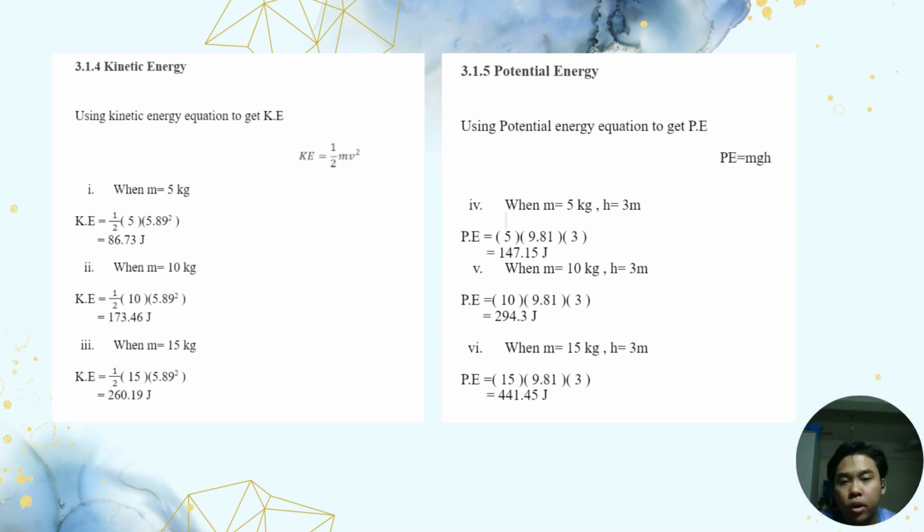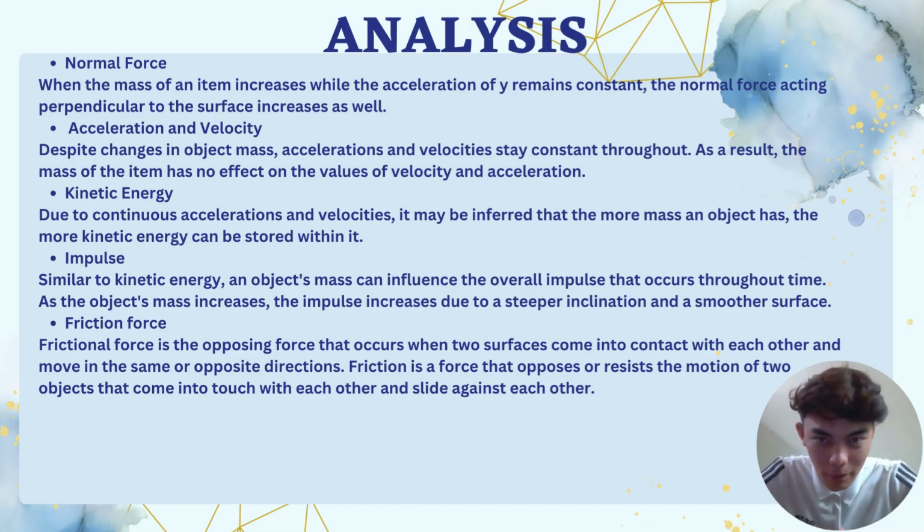And for potential energy, we can use PE, which is equal to mgh. When m is equal to 5 kilo, we get 147.15 joule. For 10 kilo, we get 294.3 joule. And for the last one, we get 441.45 joule.